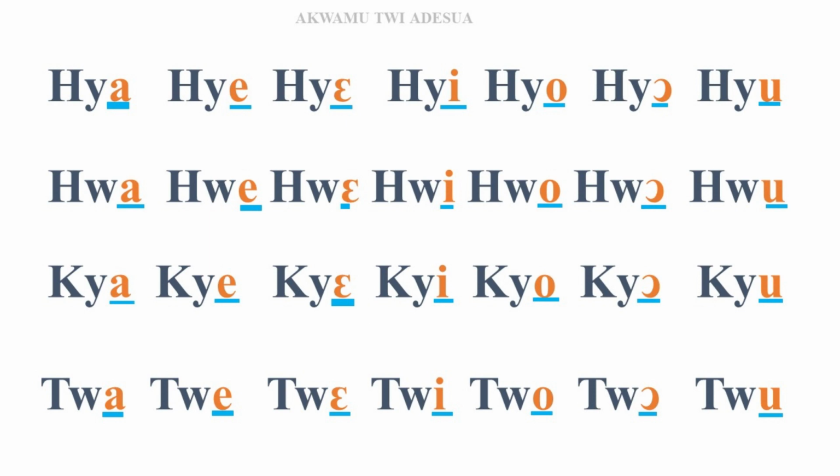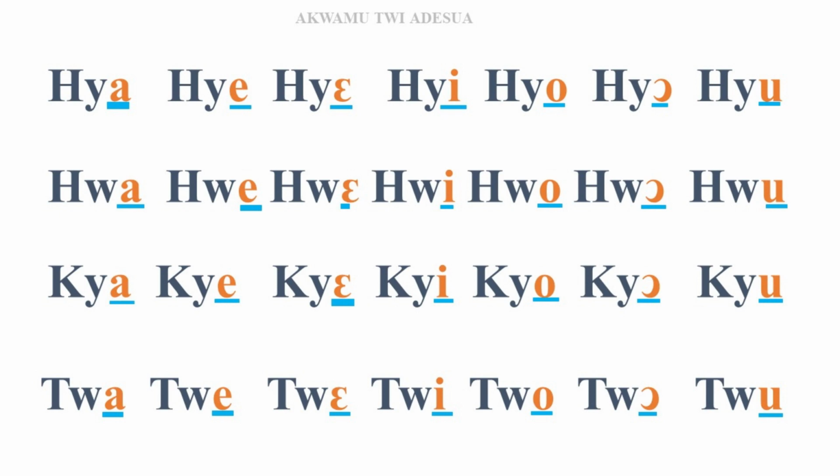And when we add the vowel sound o to the ch, we'll get cho. And when we also add the vowel sound u to the ch, we'll get what? Chu.